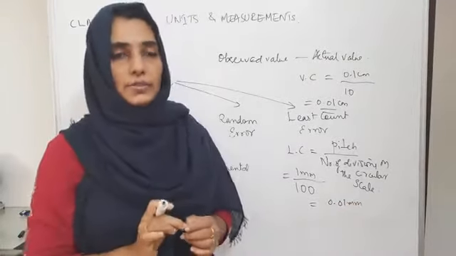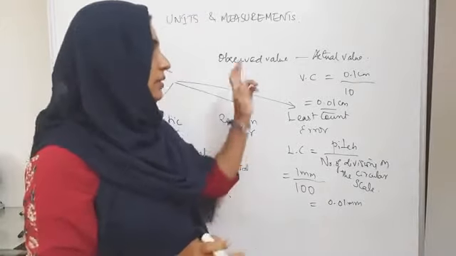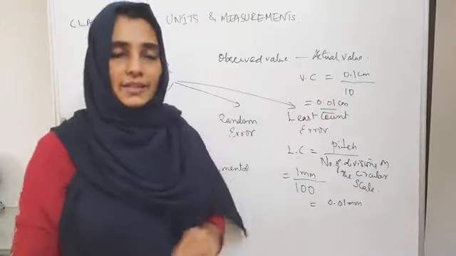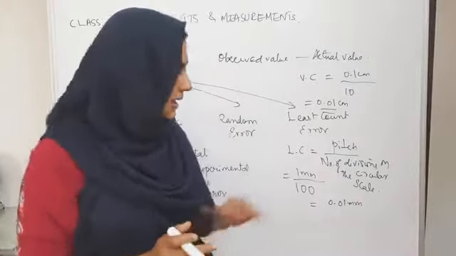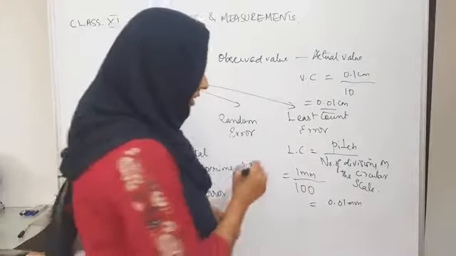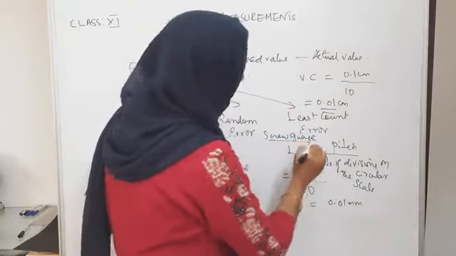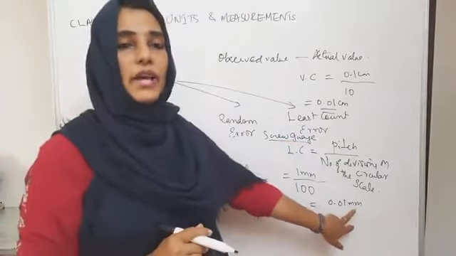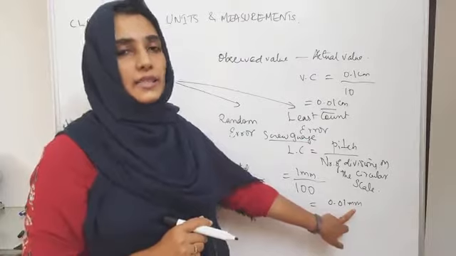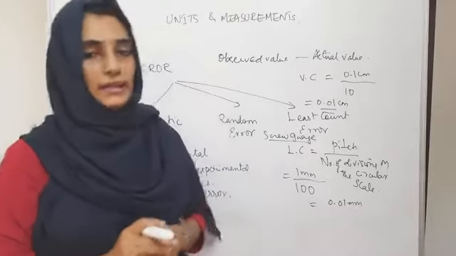Usually the least count is always expressed in the unit in which the main scale is graduated or calibrated. In the case of a vernier calipers, it is calibrated in centimeters, while in the case of a screw gauge, it is calibrated in millimeters. That is why we have expressed the least count of a screw gauge in millimeters.